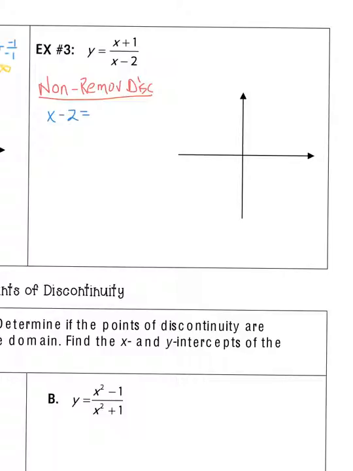So you get x minus 2 equals 0. Solve for x. You're going to add 2. So you get x equals 2 as a vertical asymptote. So I'm going to start with plotting that first.